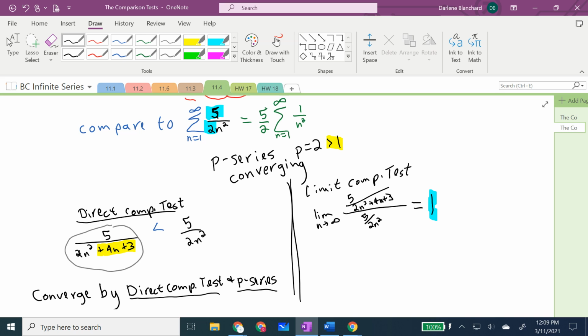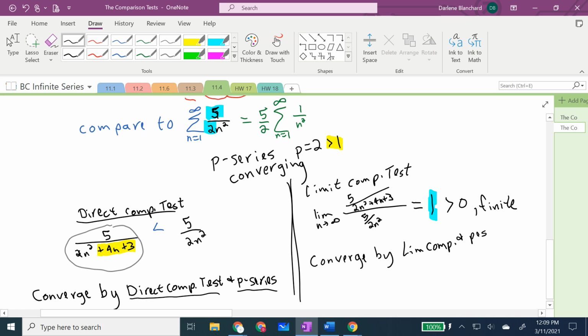I'm not going to make you write the following, but officially, because this is greater than 0 and it is finite, we know that we end up with converge, this time by limit comparison test and p-series. So you can decide which test you like better in this situation. Either one works fine.